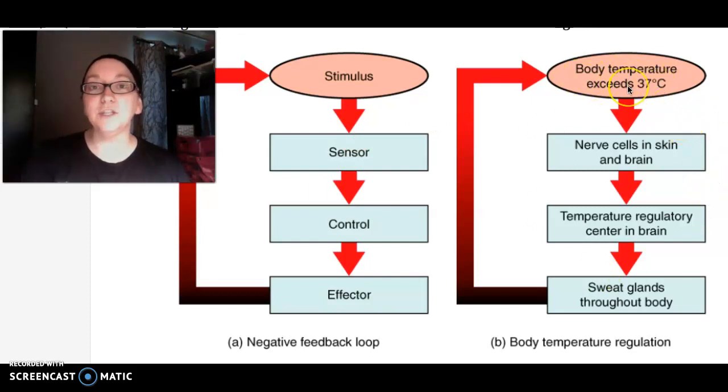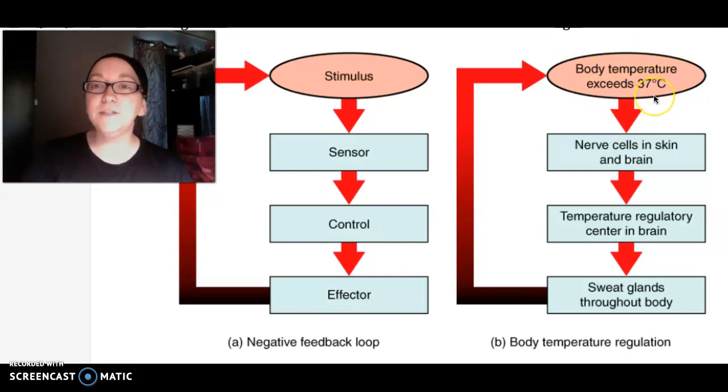So body temperature. Our temperature is a homeostatic process. We have to keep our temperature in that set point range. 37 degrees Celsius is around that 98.6 degrees Fahrenheit that we all have heard is normal body temperature. You know that newer research shows that our normal average body temperature is actually lower than that. So you might look that up if you're interested.